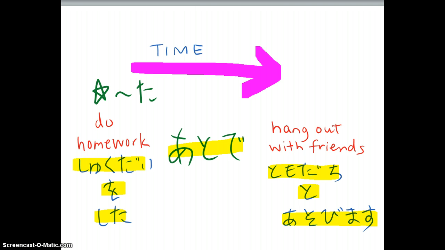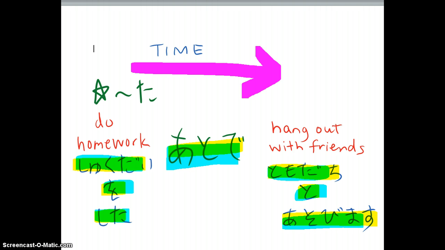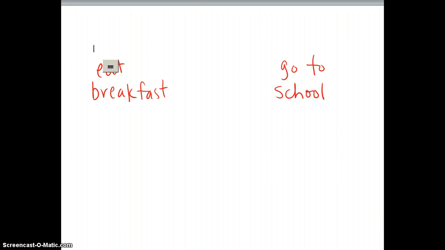Please note that we actually in English say the word after usually first. We'd say after I do my homework, I hang out with friends. So that's a little bit of a difference in structure that you have to keep in mind while you're doing these sentences. Next up, I'd like you to try this on your own.